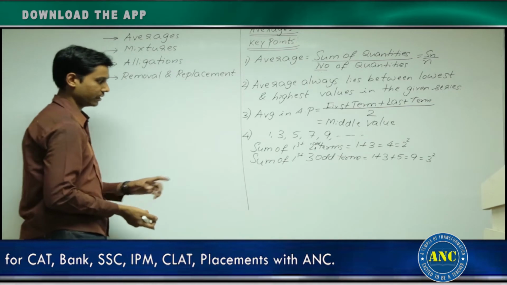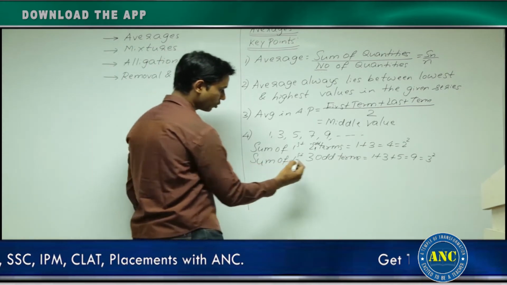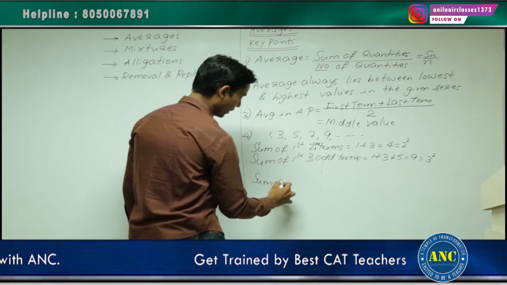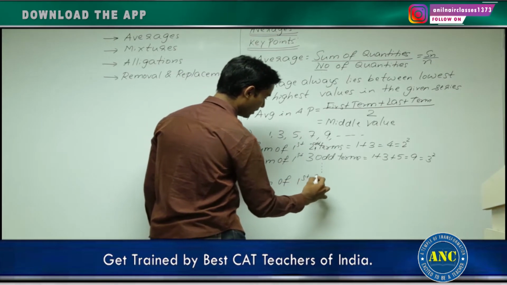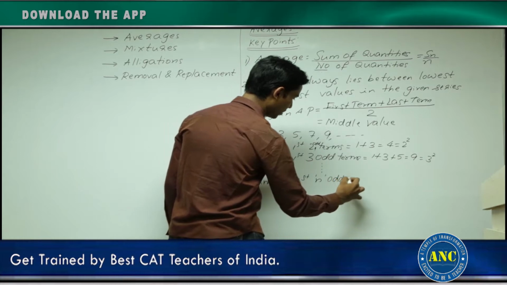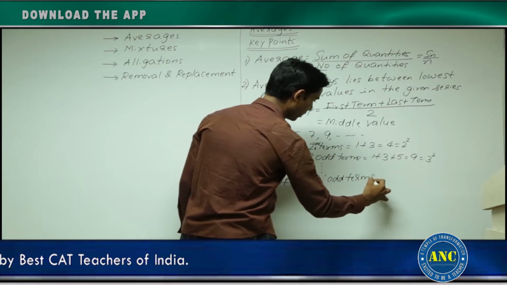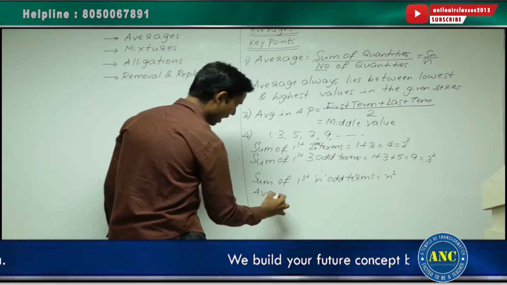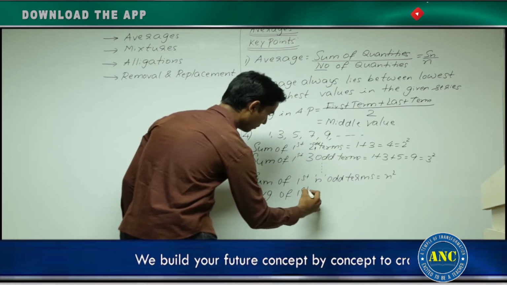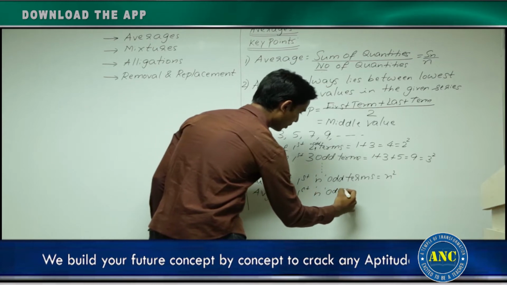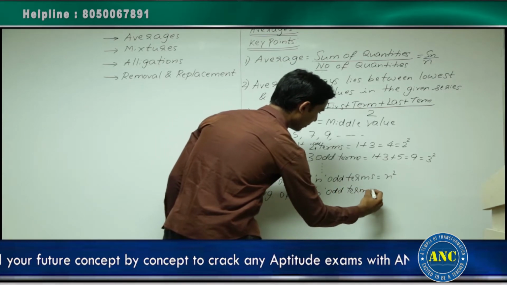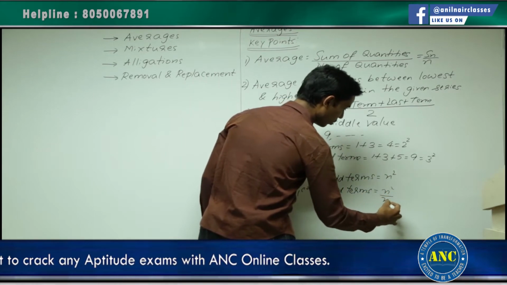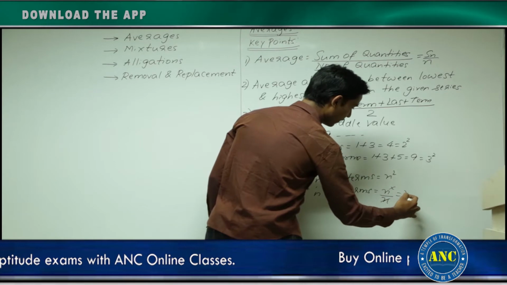Now if you observe carefully, sum of first 2 odd terms is 2 square, sum of first 3 odd terms is 3 square. Similarly, if I correlate, sum of first n odd terms will become equal to n square. But I don't require sum, I require average. Average of first n odd terms. Average is nothing but sum divided by total number of terms. Sum is n square divided by totally n terms. If I simplify, I will get n.